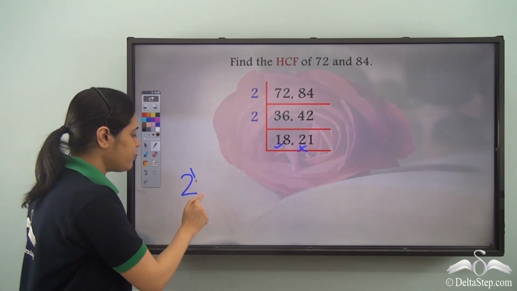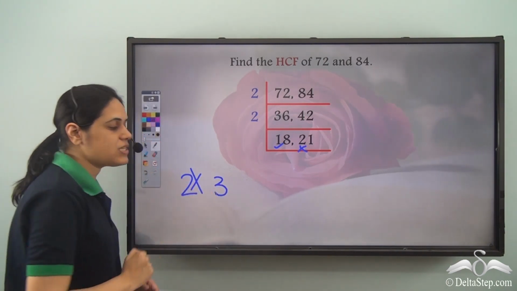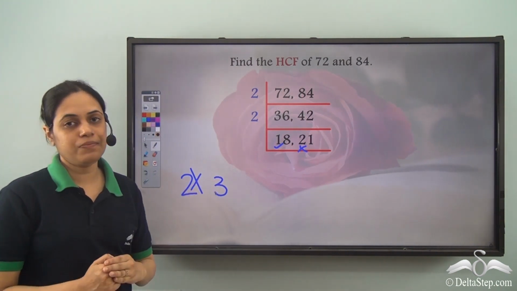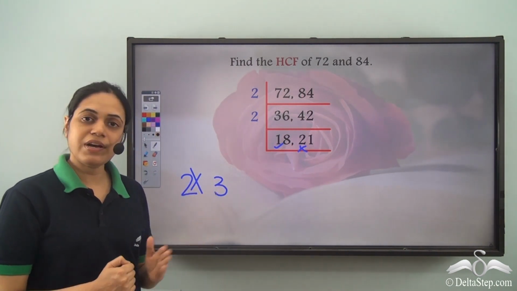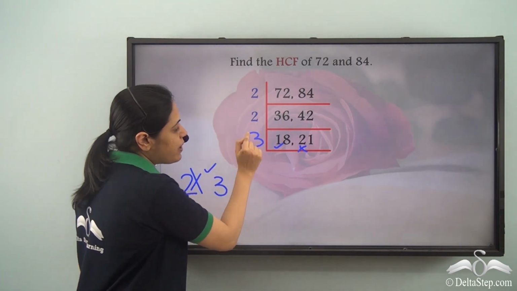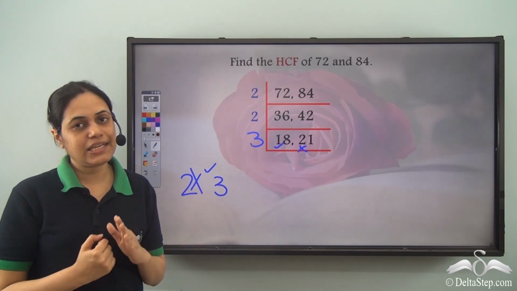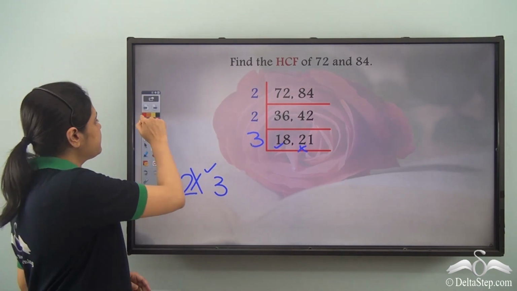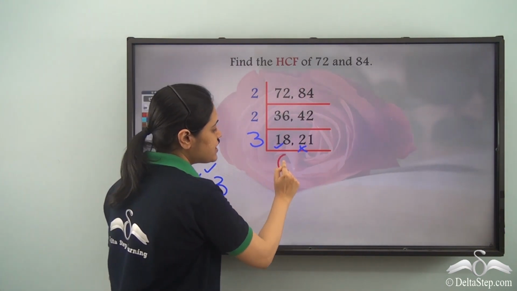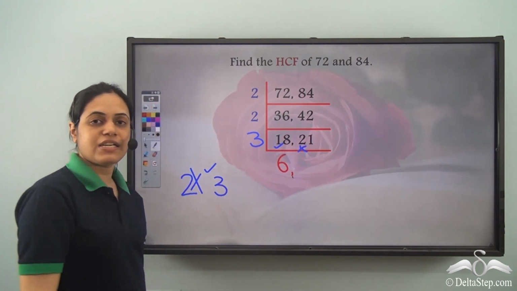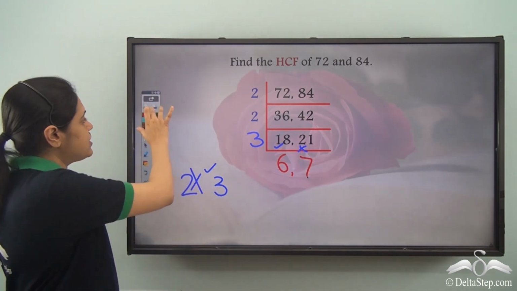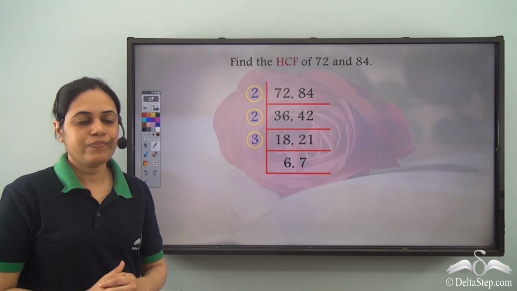So I move to the next prime number, which is 3. Is 18 divisible by 3? Yes. Is 21 divisible by 3? Yes. So 3 is a common prime factor and I can divide these numbers by 3. 18 divided by 3 gives me 6. 21 divided by 3 gives me 7. So this is what I have.